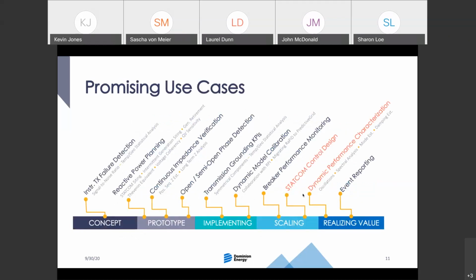We've also been very busy. So in terms of answering the question of, well, what are the most interesting use cases for Synchrophasor data, at least for Dominion, we've got a laundry list in various levels of technology readiness. And I won't belabor going through these one by one, but I will point out two that are on the more mature side that I'm calling here StatCom control design and dynamic performance characterization.